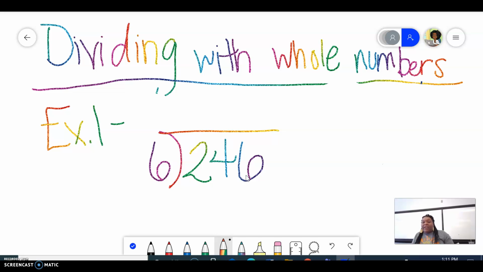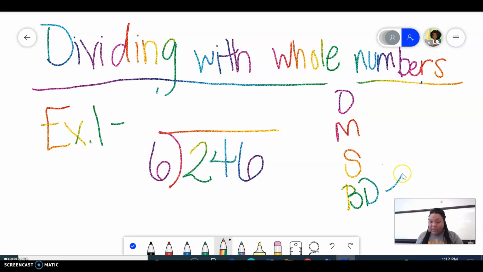So let's divide 246, which is our dividend, by 6, our divisor, so that we can figure out our quotient. Good job, quotient. We want to make sure we remember there are 4 steps when we're dividing. Step 1 is to divide, multiply, subtract, bring down, and then we'll repeat if there are multiple digits in our dividend.